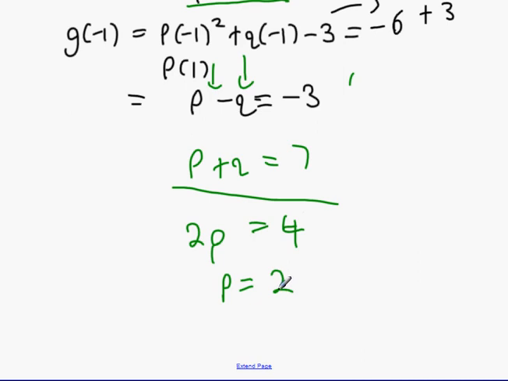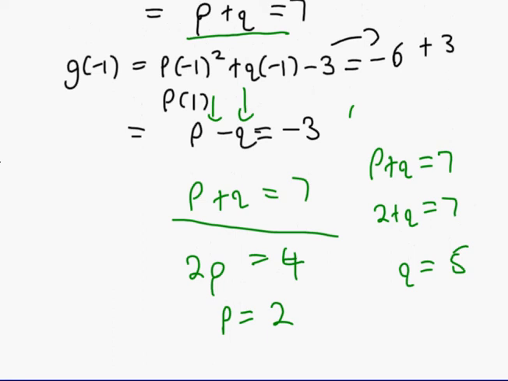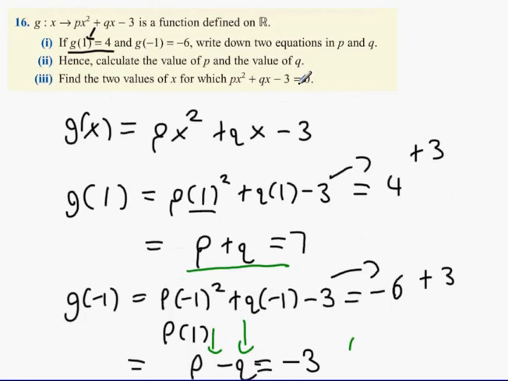Now, if p equals 2, we have to find out what q is. P plus q equals 7. 2 plus q equals 7. Q equals 7 minus 2, which is 5. Now, P is 2, Q is 5. You go back to the top. This becomes 2x squared plus 5x minus 3. Does everybody understand what I did with that equation? Yeah. I replaced the P value with 2, the Q value with 5.